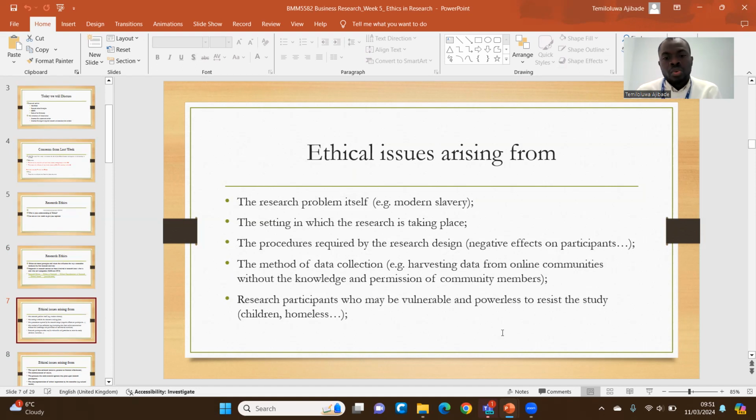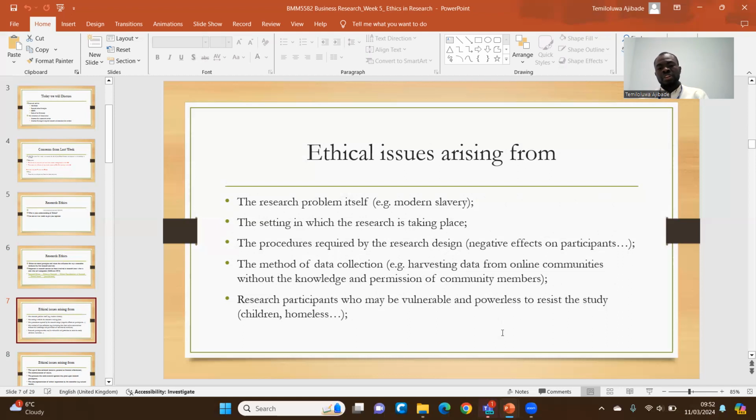The procedures required by the research design. Now, it is also very important that you are complying with ethical guidelines when you are following procedures, because you wouldn't want to do procedures that have negative impacts on participants. Your method of data collection also should be ethically followed, because when you are collecting data, be sure you're not stealing data. You need to have the consent or permission of the community members.